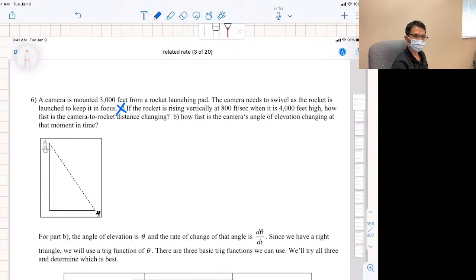Camera to rocket distance. So we have that on the camera's angle and elevation. Alright, so how do we start this? You have to find C. What do you mean, C? Like the hypotenuse? Yeah. Is it 5? I got something.